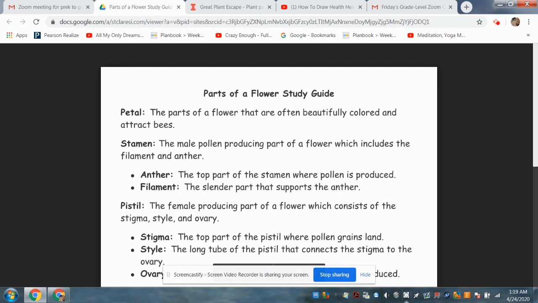Anther, the top part of the stamen where pollen is produced. Filament, the slender part that supports the anther. Pistil, the female producing part of a flower which consists of the stigma, style, and ovary. Stigma, the stigma is the top part of the pistil where pollen grains land.